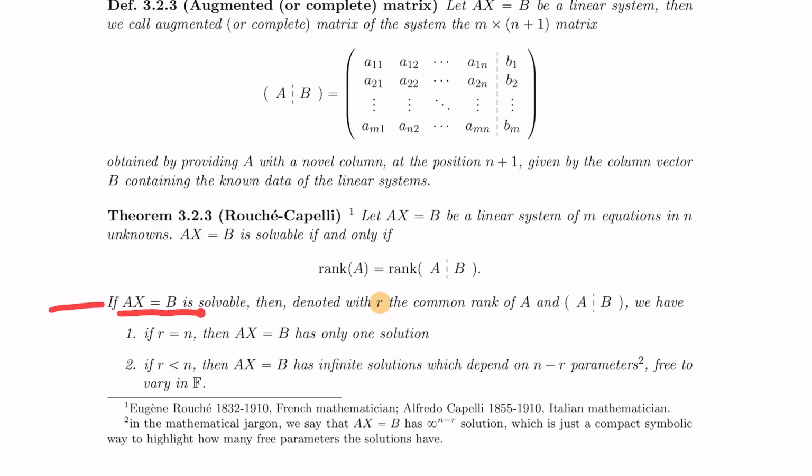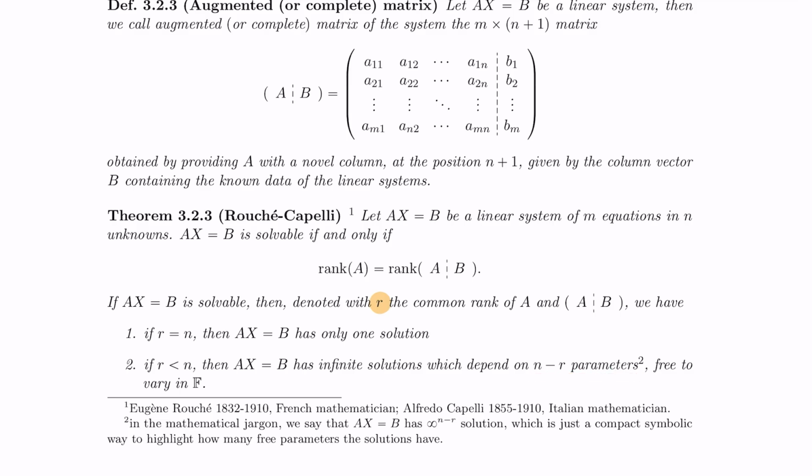Suppose now that the linear system is indeed solvable. This means that there exists a natural number r, which is the common rank of A and of the augmented matrix. The theorem says that if r is equal to the number of the unknowns, then Ax equals b has only one solution. Instead, if r is strictly inferior to n, then the linear system has an infinite amount of solutions which depend on n minus r parameters.